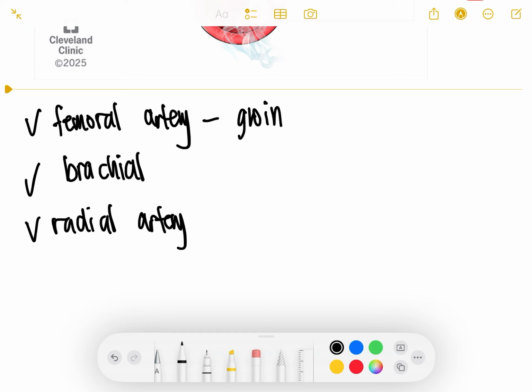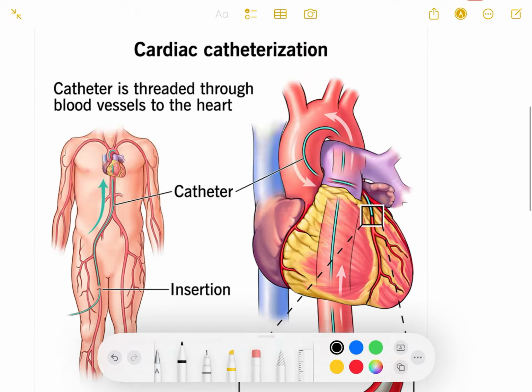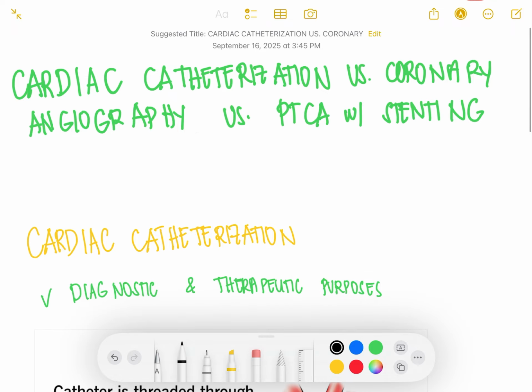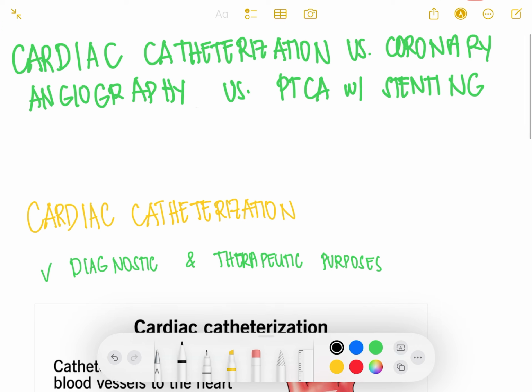So pag sinabi nating cardiac catheterization, this is a very broad procedure. And under cardiac catheterization, doon natin pwedeng gawin itong coronary angiography versus PTCA or PTCA with stenting. Lahat ng mga yan, they are done using cardiac catheterization. Sila yung mga example ng diagnostic and therapeutic purposes ng cardiac catheterization.